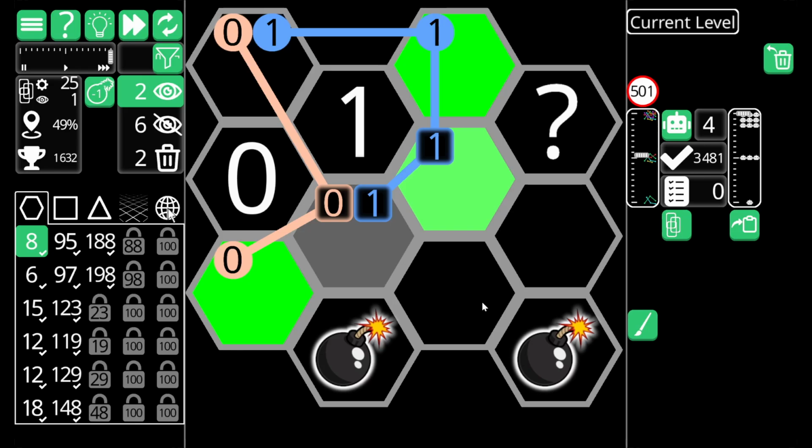Okay, this might be a simpler version of the last rule. That would be nice. It's an intersection of two negatives, but at least it's small numbers. So a mine here would break things because it would force a mine here, which forces a mine in both of these to satisfy the one, breaking the 0.